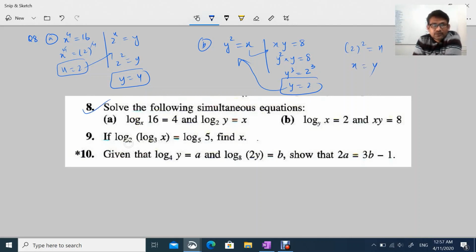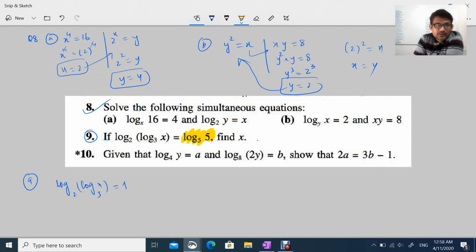Okay, this type of question is important. I would like to solve this: log 2 of log 3 x is equal to log 5 base 5. Remember, I have discussed with you, this is always equal to 1. So I can do one thing: first of all, log 2 of log 3 x is equal to 1.